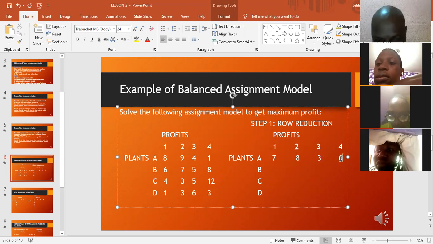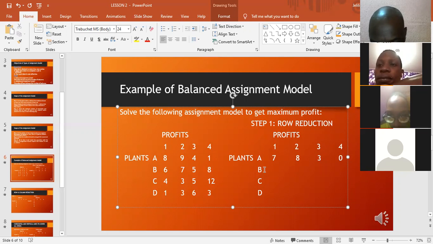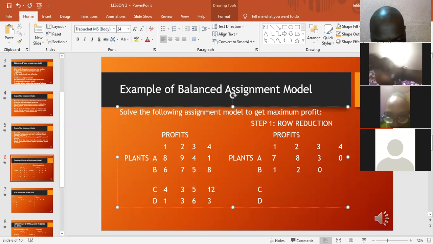So we do the same thing for the second row: 6, 7, 5, 8. What is the smallest unit? In 6, 7, 5, 8, it is 5. Okay? 6 minus 5, that is 1. 7 minus 5, that is 2. Then 5 minus 5 is what? 0. So we put 0. Then 8 minus 5 is 3. So let's put 3. So that is the second row. Let's go to the third row now.